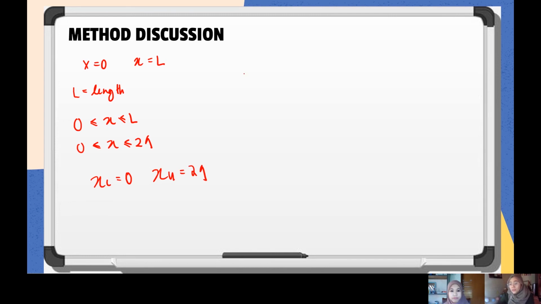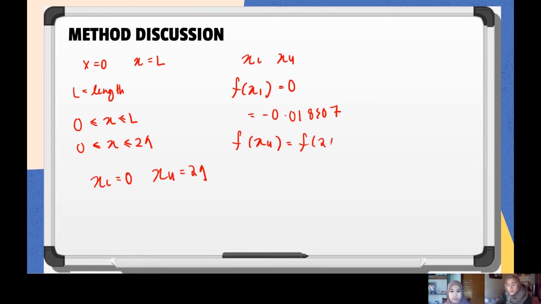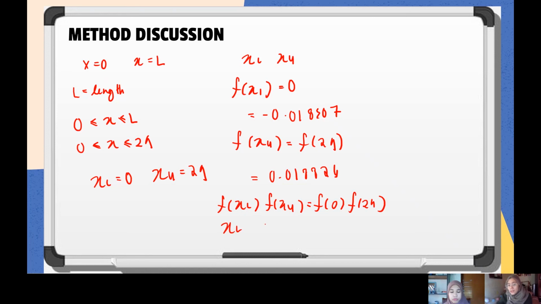So what we do is we check if the function changes sign between xL and xU. We insert it into our equation earlier. If we insert 0 into our function, we get 507. And if we insert 29 into f(xU), we will be receiving 0.018826. Hence, f(xL) and f(xU), which is f(0) and f(29), means that there is at least one root between xL and xU, that is between 0 and 29.